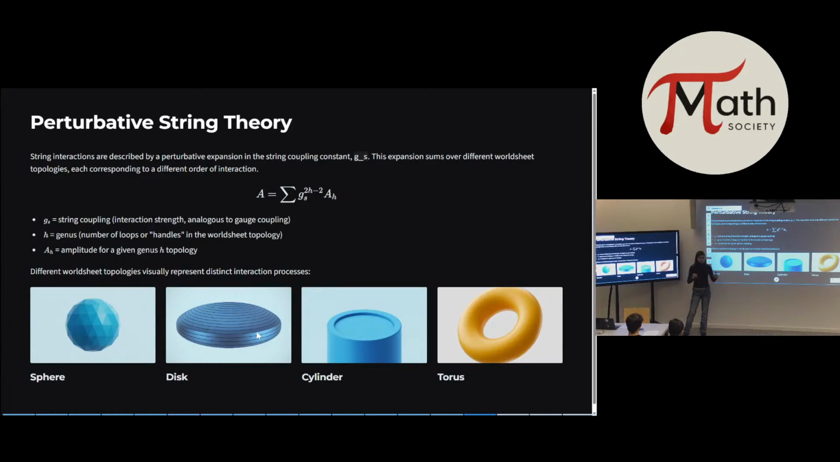Now we're talking about the interaction of open strings turning into closed strings. This is one of the most important theories we have, which is the perturbative string theory approach. It looks a bit complicated, but we're not focused on the math part. I'm still going to explain it.